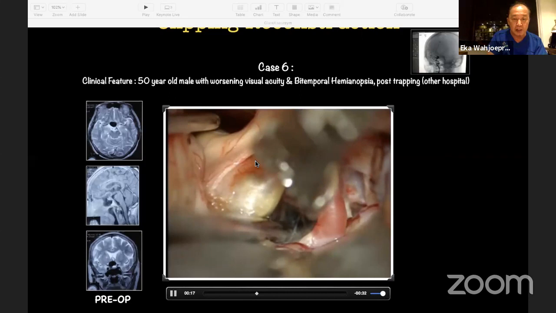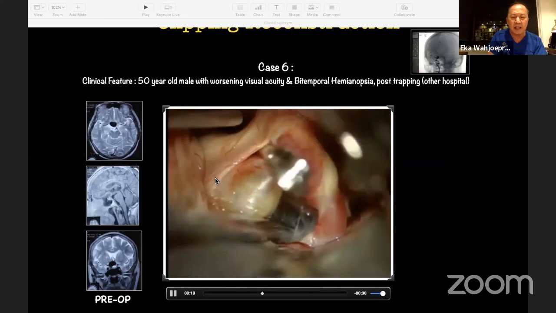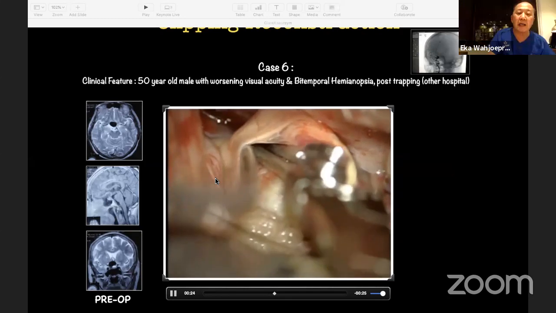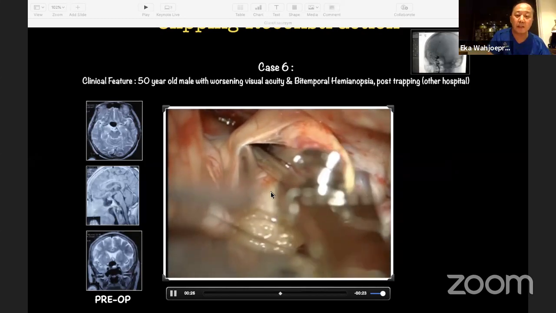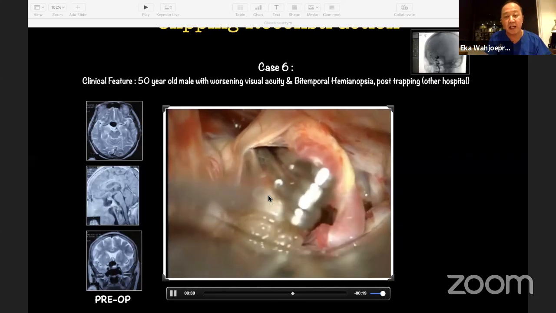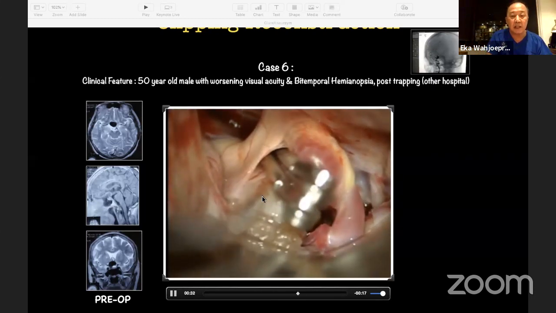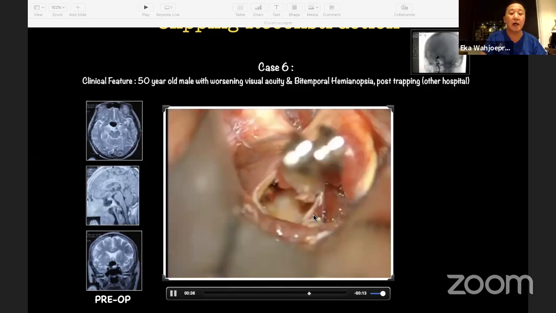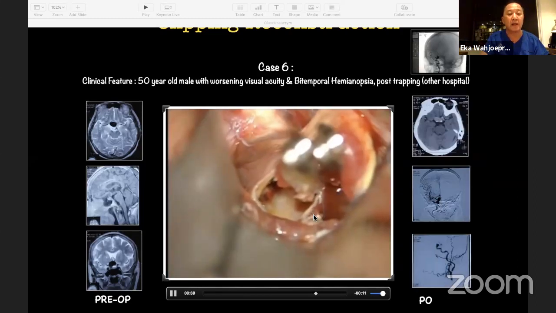And this is because the chiasm is very thick, like a paper. Sorry, Eka, 2 more minutes. Okay, then I need to clip and then just decompress, not the whole. We don't need to peel the aneurysm body because it's very dangerous. Just decompress, just remove the thrombus here, because we want the function of the eye to become better again.